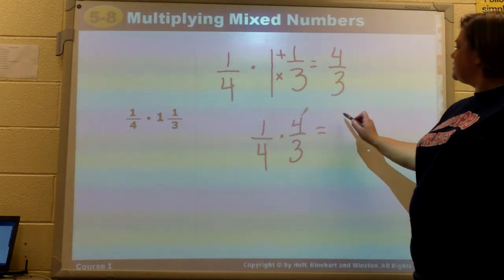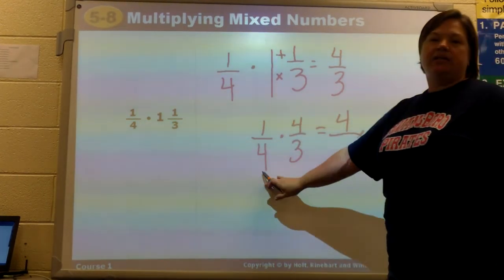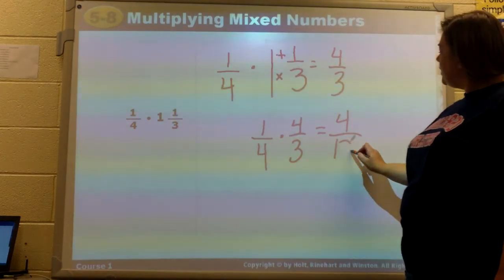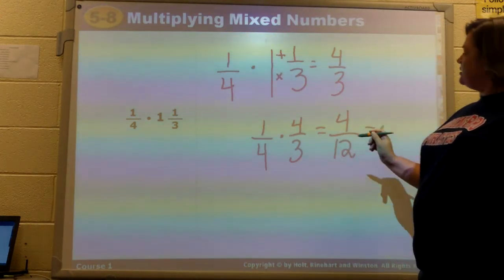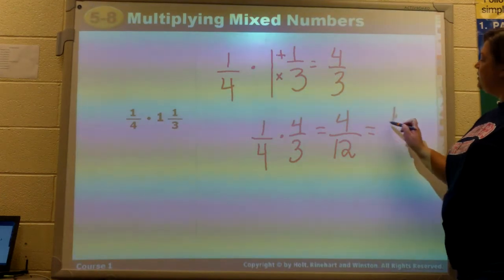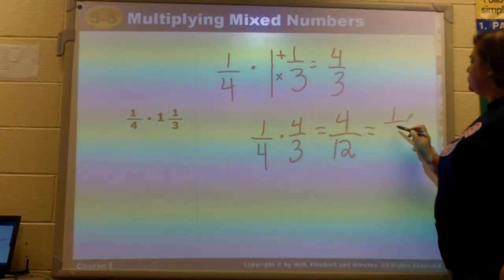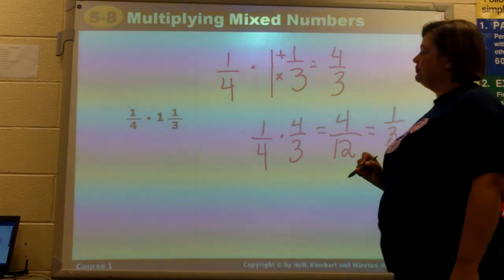Multiply the numerators. 1 times 4 is 4. Multiply the denominators. 4 times 3 is 12. And then simplify your answer. 4/12 is equivalent, or simplified down to 1/3.